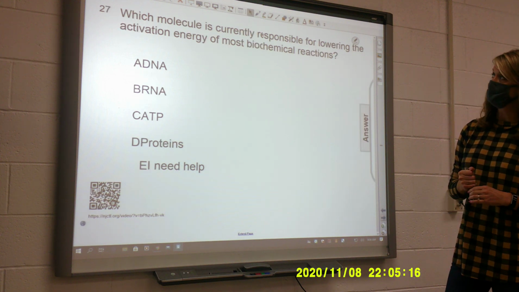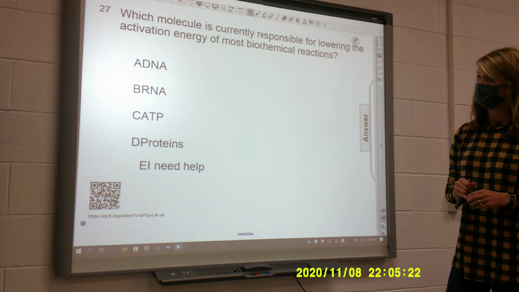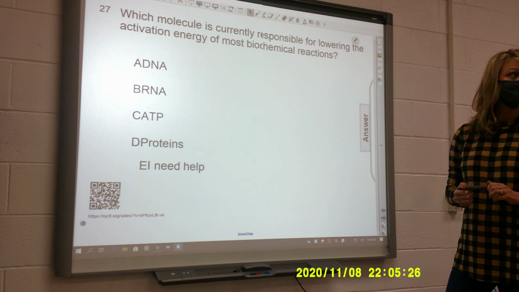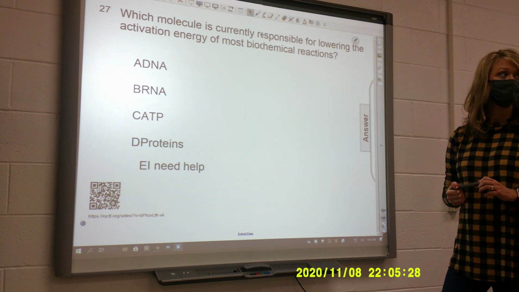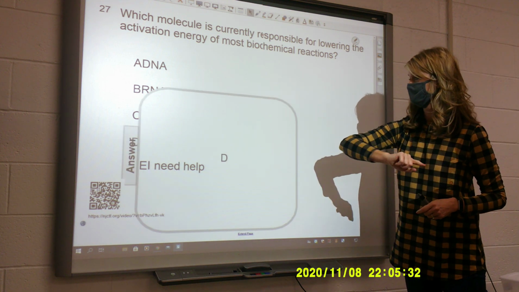Which molecule is currently responsible for lowering the activation energy of most biochemical reactions? DNA, RNA, ATP, or proteins? What do you think? Anybody? Proteins. Proteins is correct.